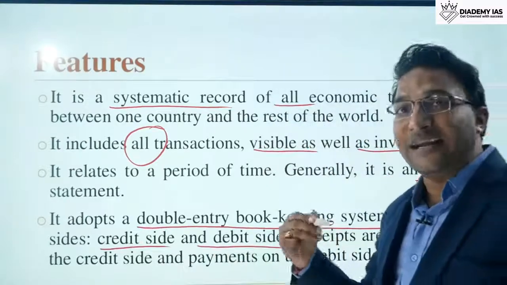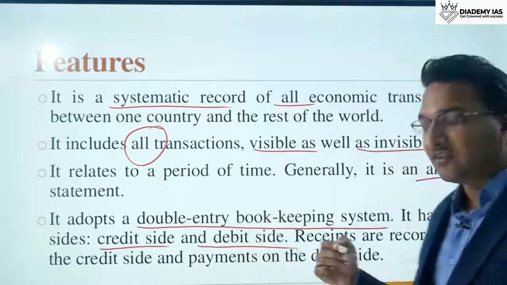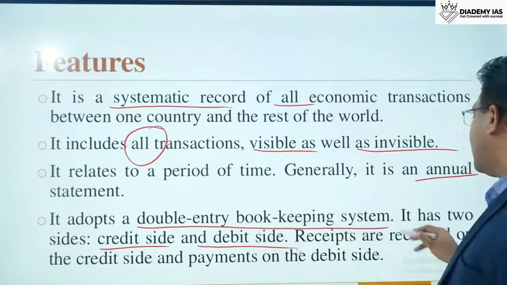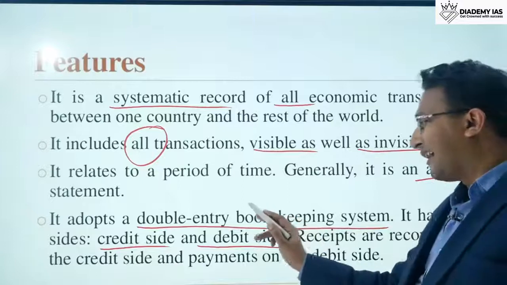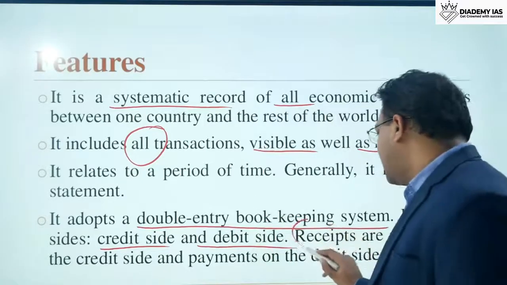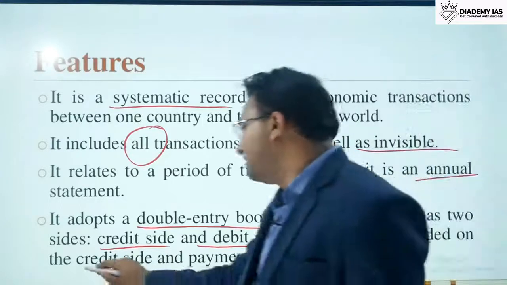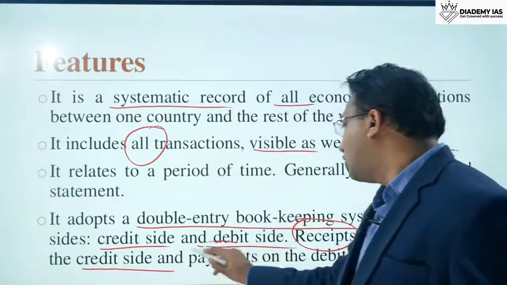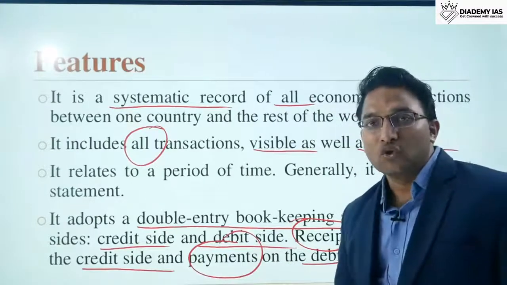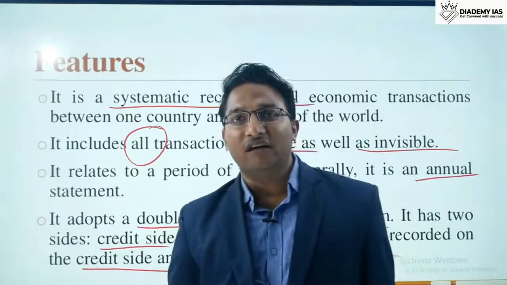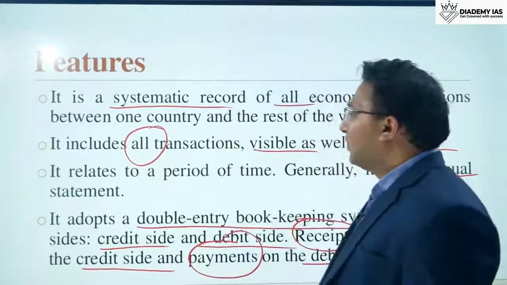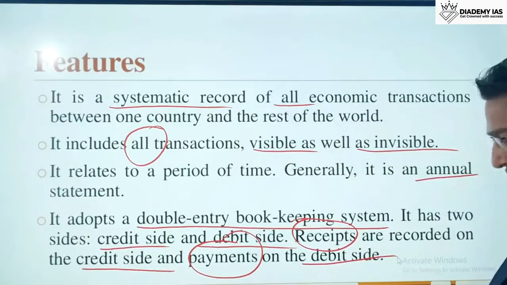Please be attentive over here and understand this very carefully. It adopts a double entry bookkeeping system. It has two sides, credit side and debit side. Receipts are recorded on the credit side, right? So credit side means the receipts. And the payments are recorded on the debit side. So payment basically means the debit side. Both sides are very important. Both sides are to be considered. Then only we call it a double entry system of accounting.